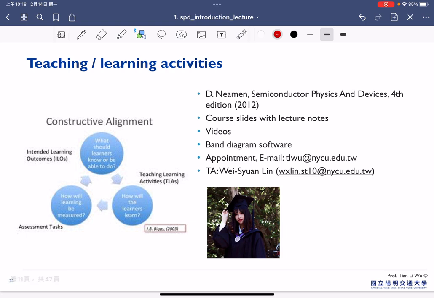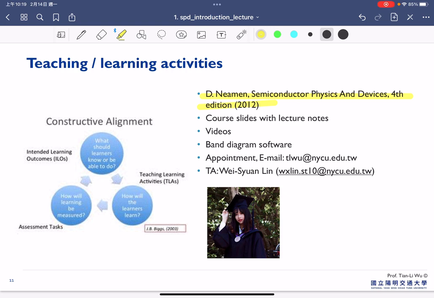Second, this is a teaching and learning activity here. So we will have the textbook, which is based on Neamen for Semiconductor Physics and Device. This is the fourth edition. It's not required to have the hard copy, but at least you can find it from the electronic book. I believe from the NYCU library, you can already get the Semiconductor Physics and Device ebook here. But it's highly recommended to have at least this book.